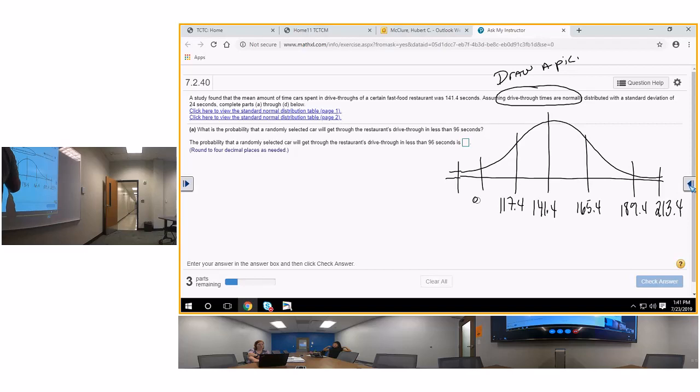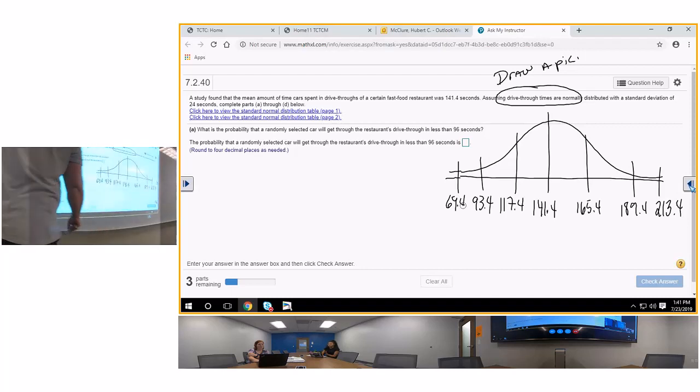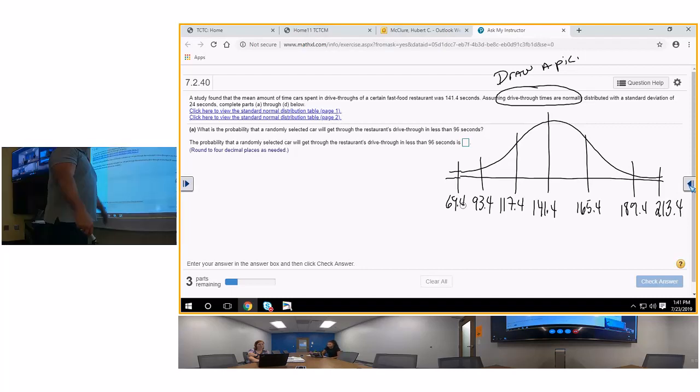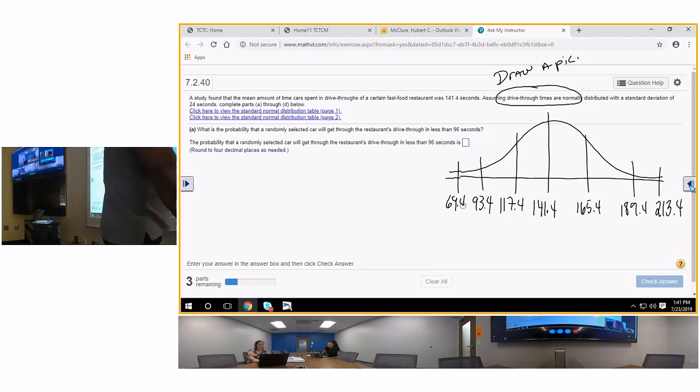$93.4. And the last one, 69.4. Okay, now the first one says, what is the probability less than 96 seconds? Well, 96 is not on here, so you got to guesstimate.